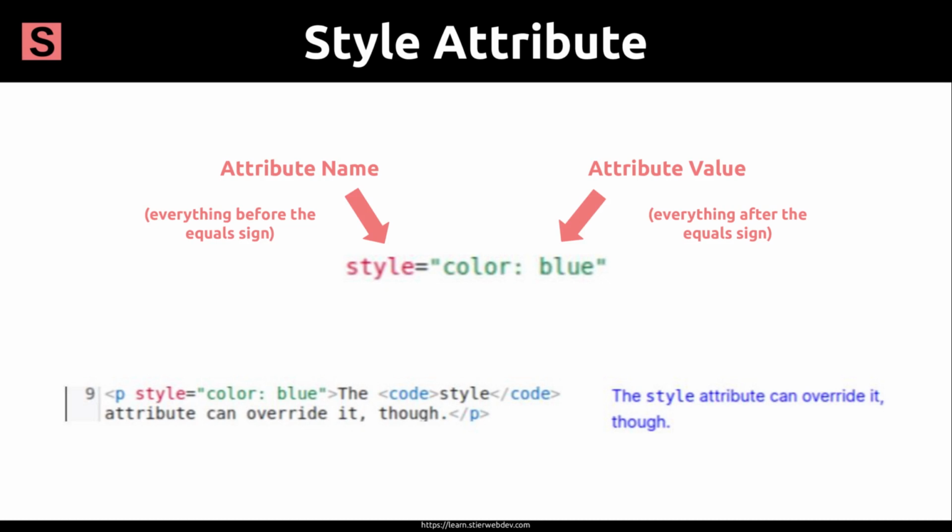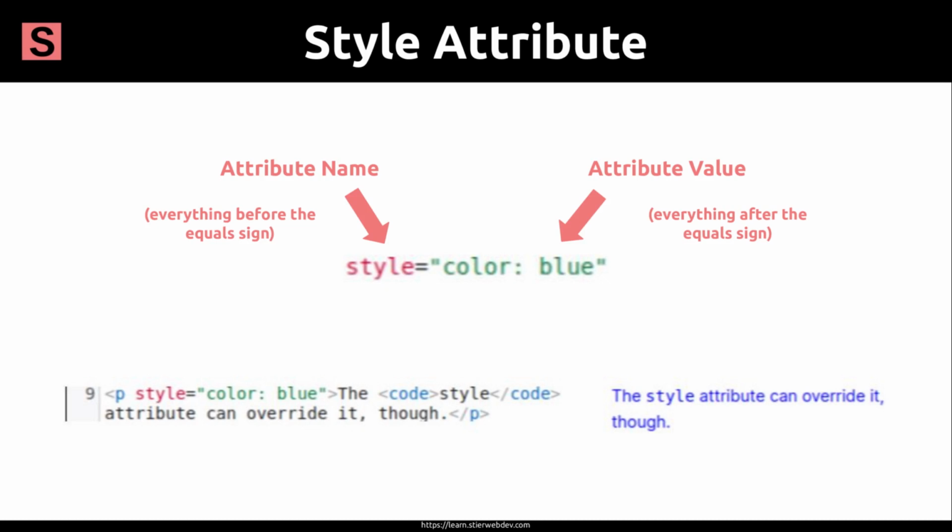Attributes are always written as the attribute name, followed by an equal sign without spaces, followed by a pair of double quotes. The text that goes inside the double quotes is called the value of the attribute. I've written some CSS inside that pair of double quotes. You can see that I'm using the CSS color property. I'm using it to override the default color of the paragraph element text, which is normally black, and I'm changing it to be blue instead.